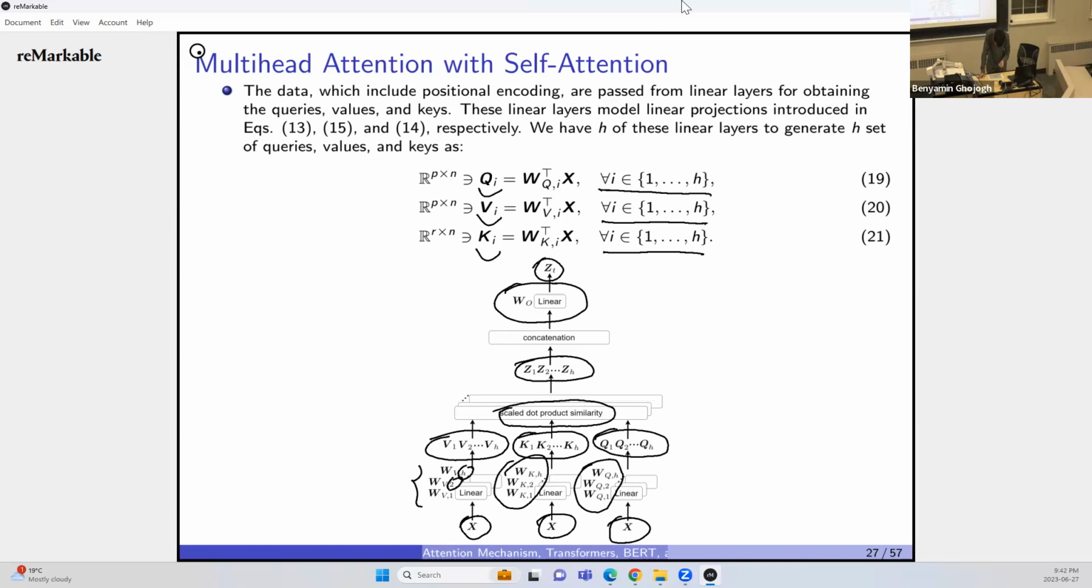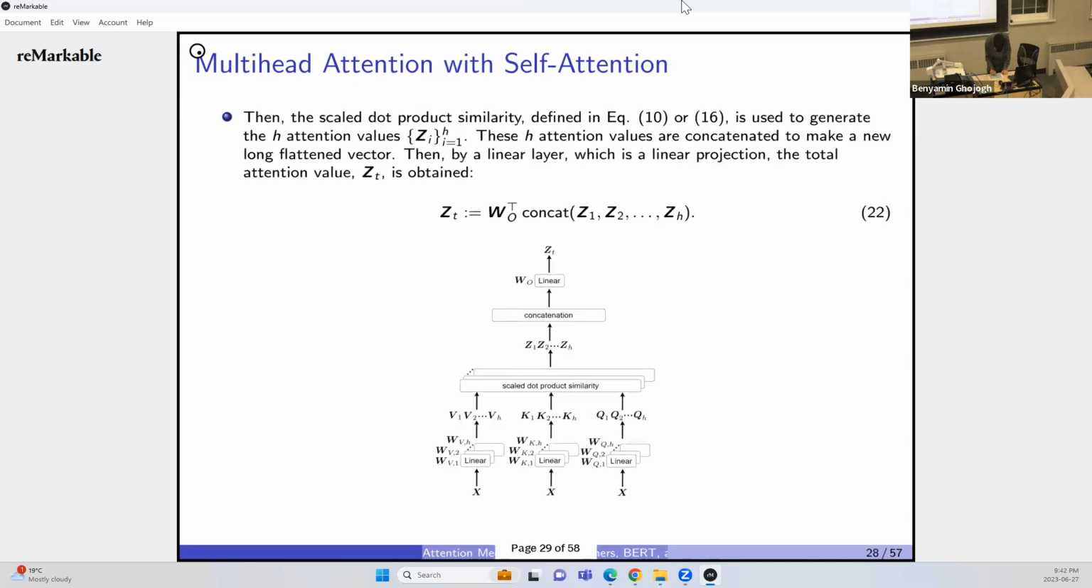So basically, as I said, we have ZH of them, we concatenate them. Then WO transpose, which is a fully connected layer, gives me Z total, right? This is the multi-head attention in detail.